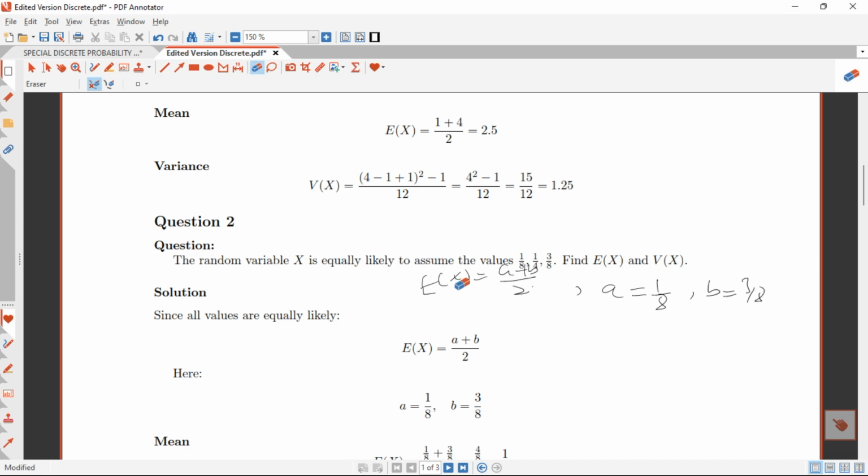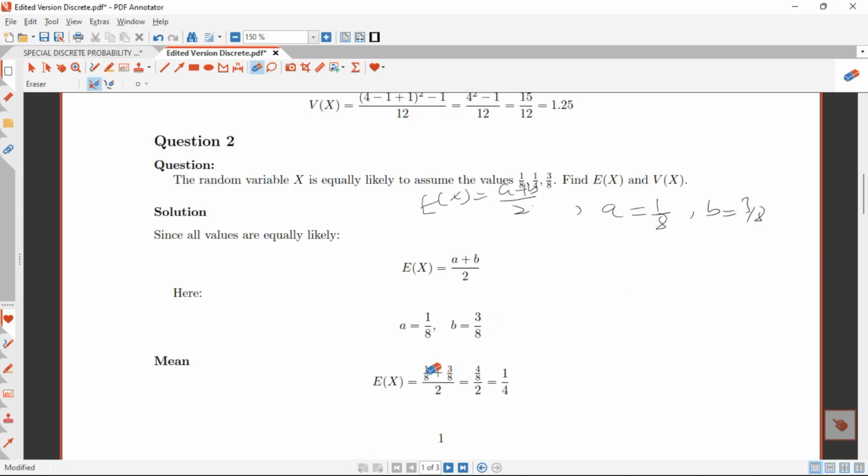So what we have to do is to just add them. So we are going to get 1 over 8 plus 3 over 8 divided by 2, of which we are going to get 4 divided by 8 all divided by 2, and our final answer will give us 1 over 4, right? Yes. So we have gotten the expectation.